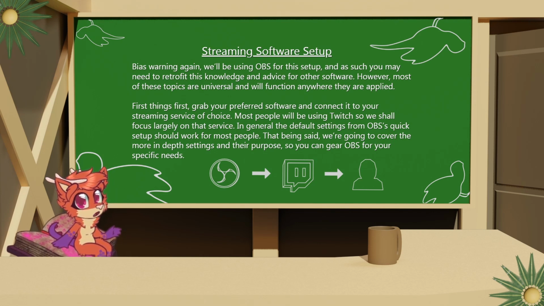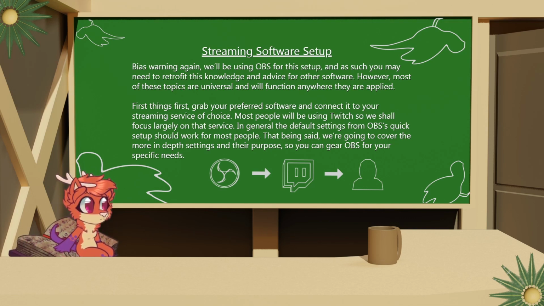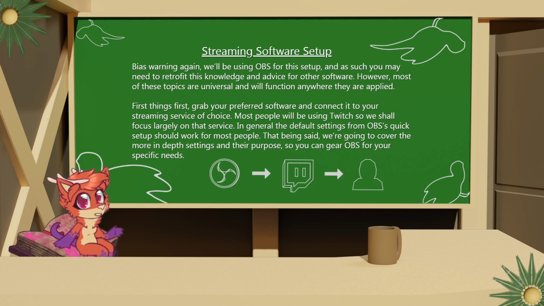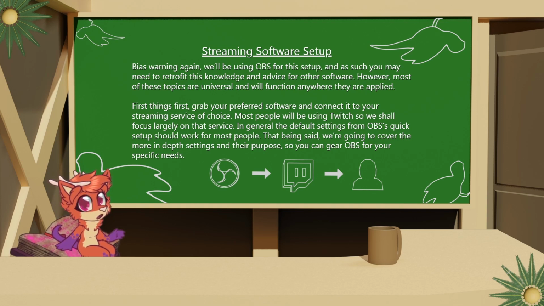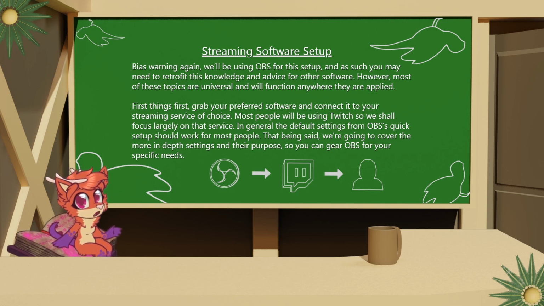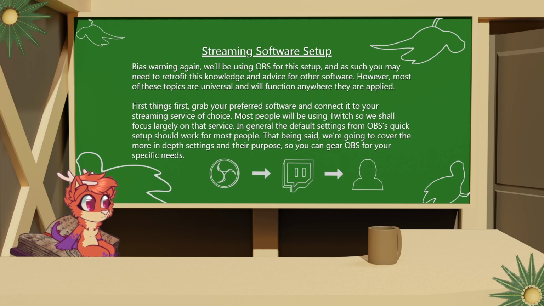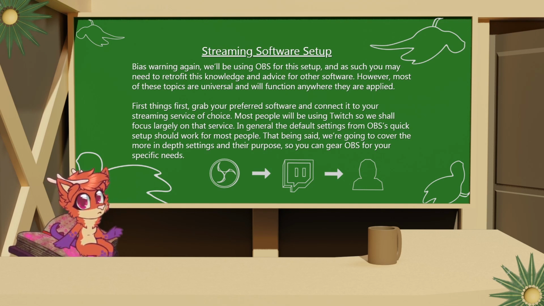First things first, grab your preferred software and connect it to your streaming service of choice. I'm going to be running this panel as if you're getting it now. I understand that many people's internet is not going to be able to handle that, and I might be going a bit fast, but this is so you can watch it later and have a step-by-step. Most people will be using Twitch, so we shall largely focus on that service. Bias warning again. In general, most default settings from OBS's quick setup should work for most people.